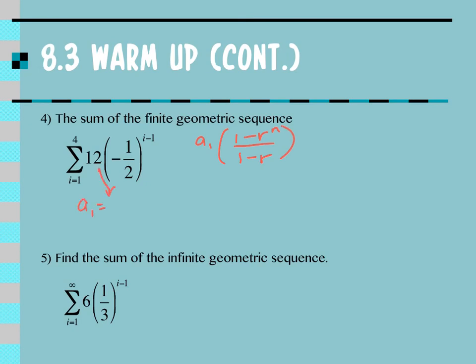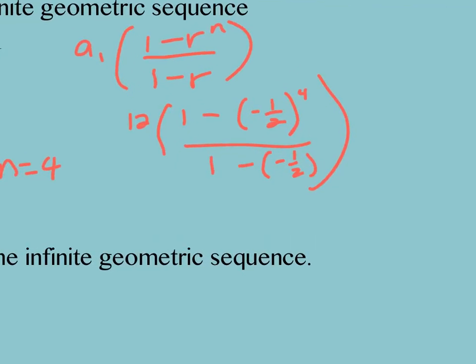A1 is 12. R is what's being raised to the power, so it's negative 1/2. Number of terms, if I go from 1 to 4, would be what? 4. So I would get 12 times 1 minus negative 1/2 to the 4th over 1 minus negative 1/2. And again, be careful how much work you let your calculator do here.